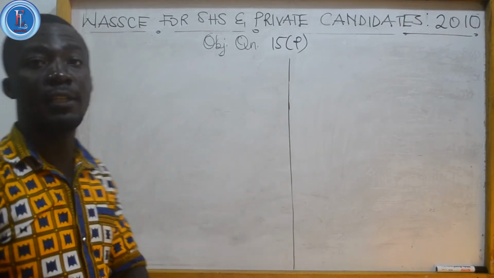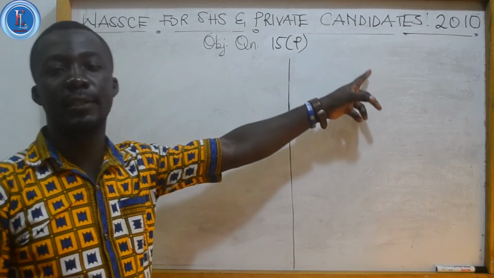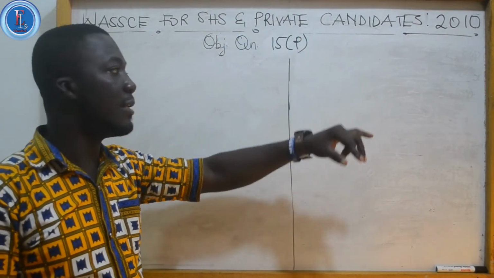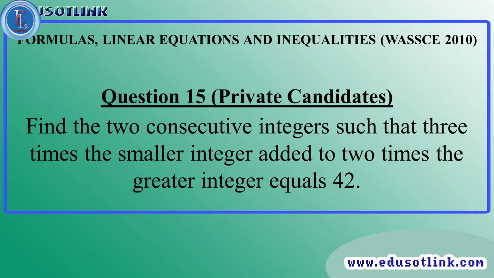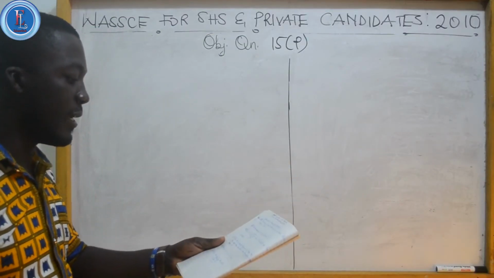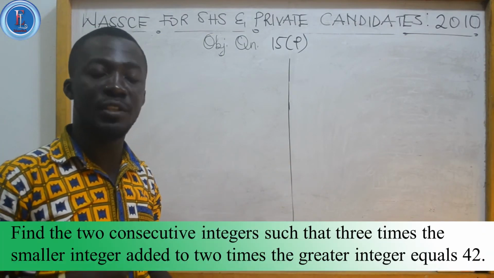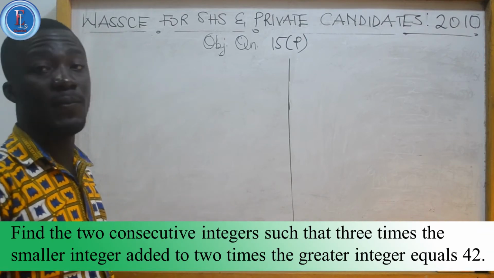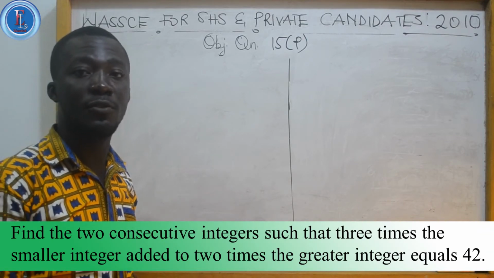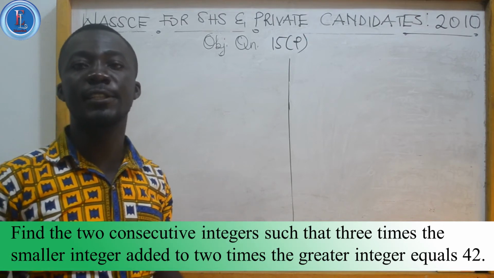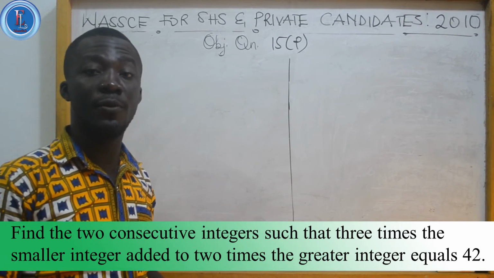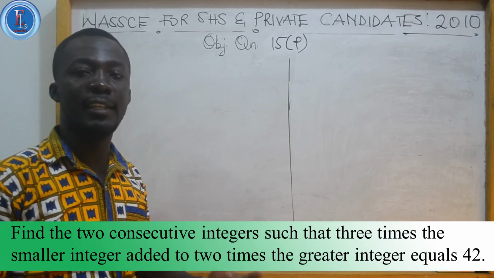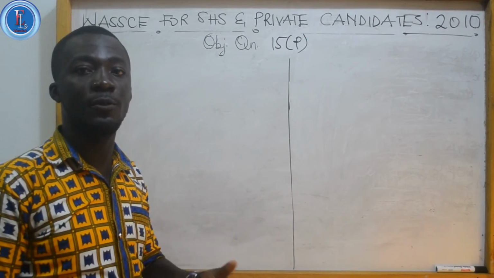Objective question 15 for private candidates. Now let's take a quick look at the question. Alright, in the question they are saying that we should find the two consecutive integers. So what is the first thing that we have to know or think about is integers. So what is an integer? Integer, we already know, is positive and negative numbers, which include 0.